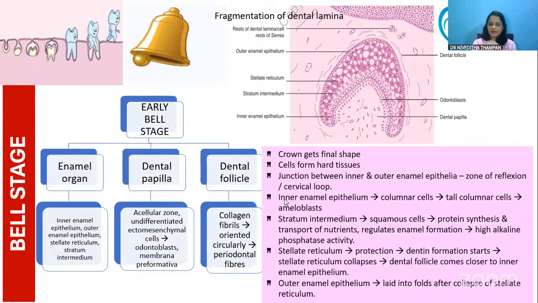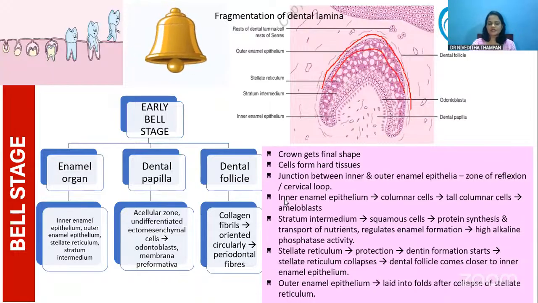Then coming to the early bell stage. The bell stage is the stage where we'll be able to see all four layers in the enamel organ. Okay, so we'll be able to see the outer enamel epithelium. This is the outer enamel epithelium. Then this is the stellate reticulum.